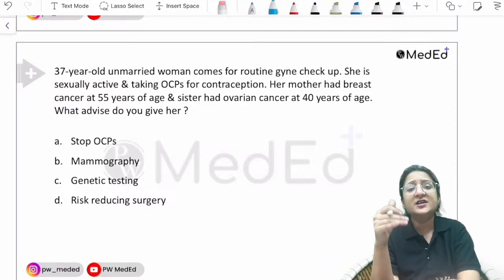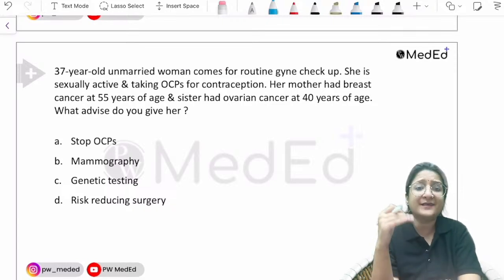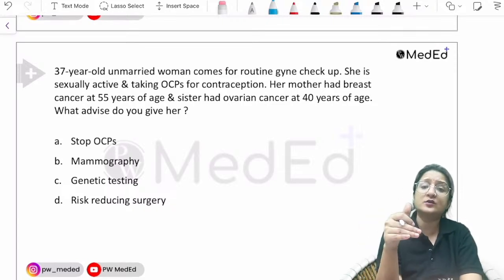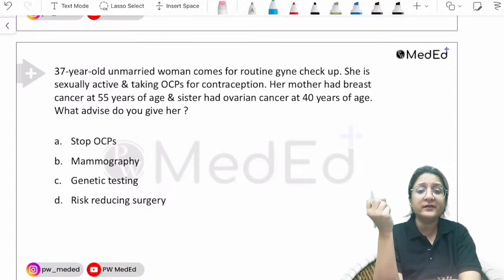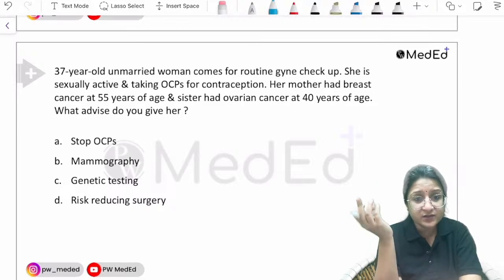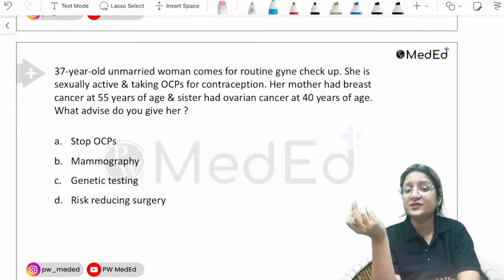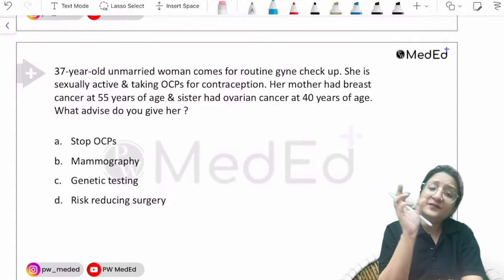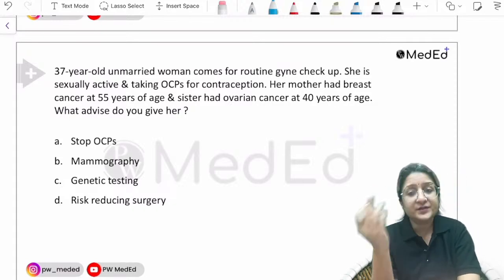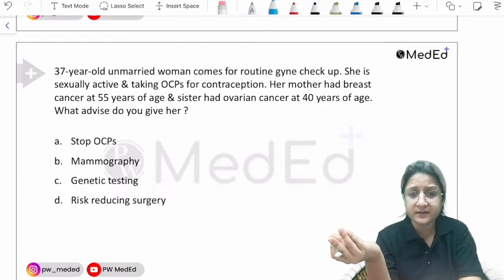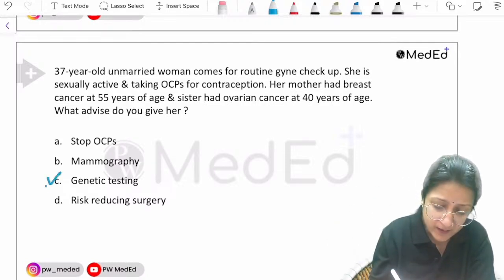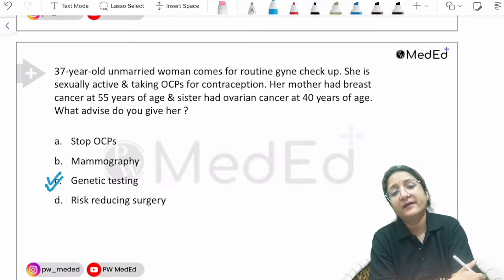But this woman has a family history of ovarian cancer and breast cancer also. So she could be carrying genetic mutations involving the BRCA mutation. She could have an HNPCC gene mutation. So those genetic tests need to be done. And if the genetic testing results come positive, if she is a known carrier of a genetic mutation, then we think about offering risk reducing surgery. So right now, genetic testing will be required.